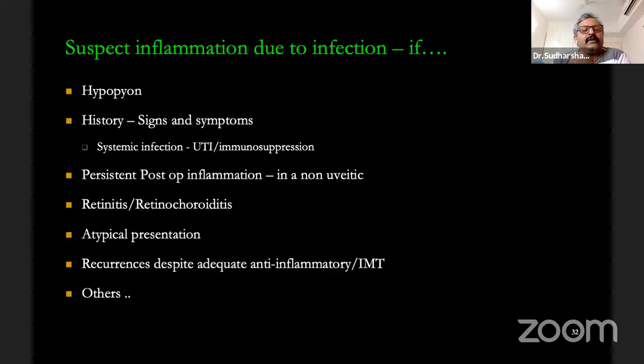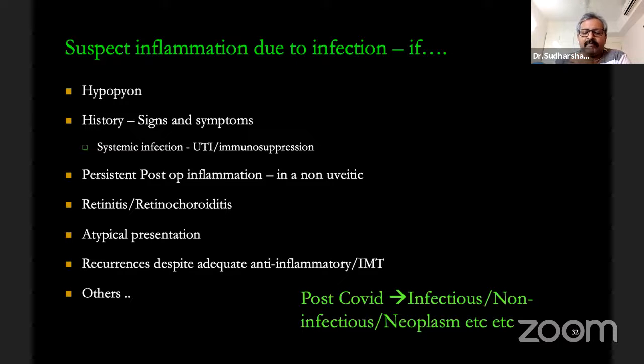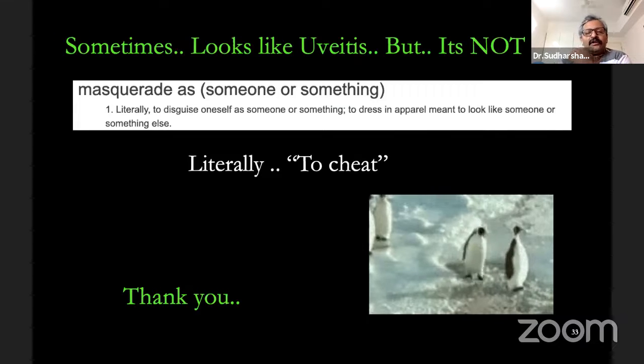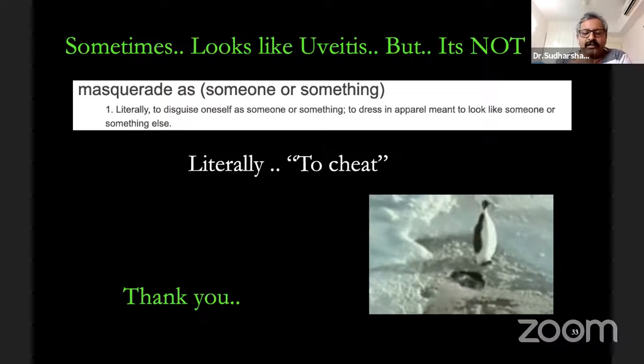So to conclude, you always suspect inflammation due to infection if you have hypopyon, if the history is suggestive, if there is persistent post-op inflammation in a non-uveitic eye, in retinitis or retinochoroiditis, if it's an atypical presentation, and if you have recurrences despite adequate anti-inflammatory therapy. And obviously, if post-COVID, anything you suspect. Sometimes it looks like uveitis, but it's not. So that's masquerade. That Mudit will tell us. Thank you.